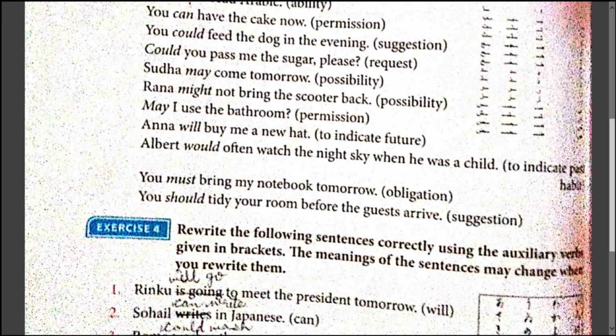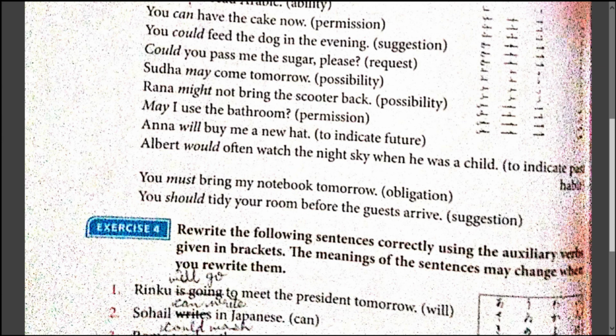Next, Anna will buy me a new hat. Here you use will to indicate the future tense. Next, Albert would often watch the sky when he was a child. Here you are talking about a past habit of Albert, that he used to watch the sky, so you use would instead of will.